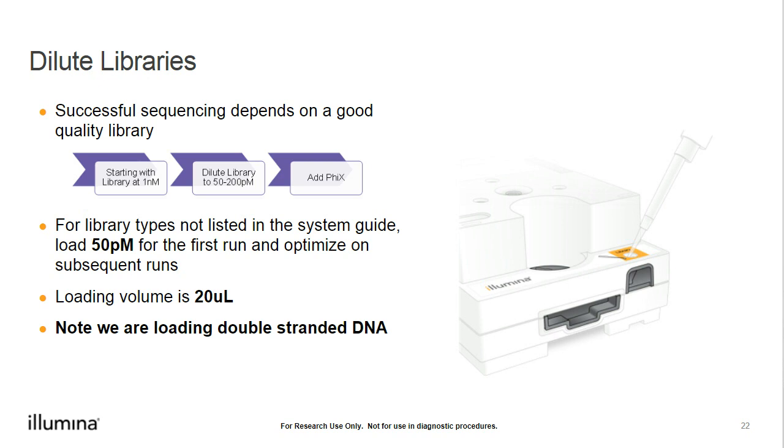And as we talked about earlier, the system guide does provide some guidance on the dilution and final loading concentration. For a few of those library types, the system guide gives a recommended loading concentration. If your library type is not in that recommended loading concentration, we recommend starting at 50 picomolar and then optimizing from there. The loading volume for all library types is always going to be 20 microliters. And again, we're going to be loading that double-stranded DNA, and then the instrument will do that denaturation for us.